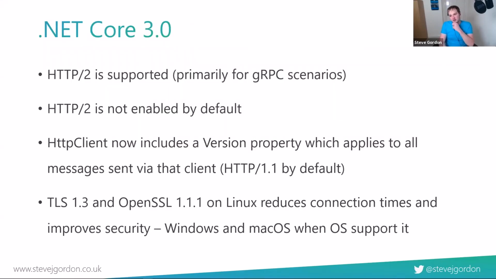Other things that were introduced: in .NET Core 3, we got HTTP2 support in HttpClient. That was primarily added for the gRPC client scenario. It's not fully featured, so it didn't completely operate on the full spec, but it covered enough for gRPC. It wasn't switched on by default. On HttpClient, there's a version property that was added, and you could set that if you want to use version 2 rather than 1.1, which is the default. Or you could set that version on the request message as well. Also in the 3.0 timeframe, they made some improvements so they could support TLS 1.3 and OpenSSL 1.1.1.